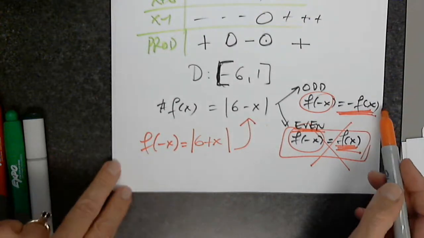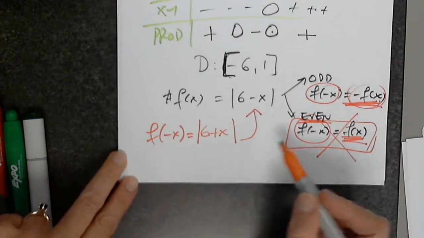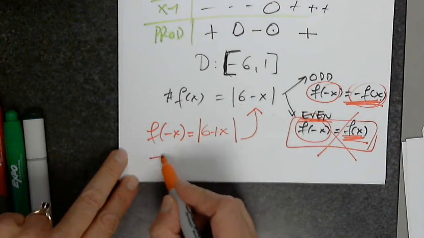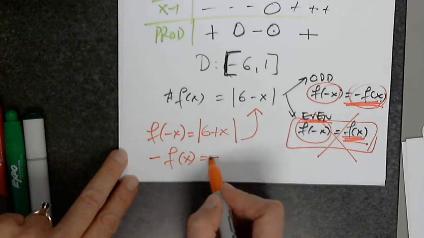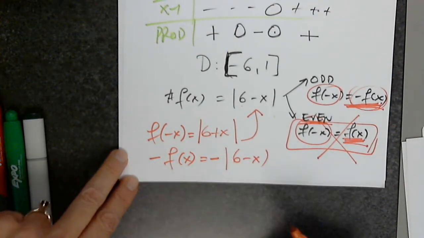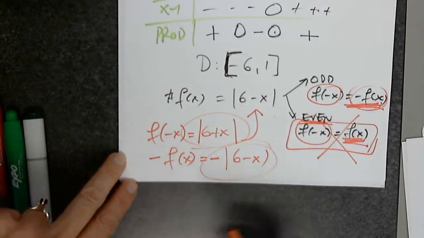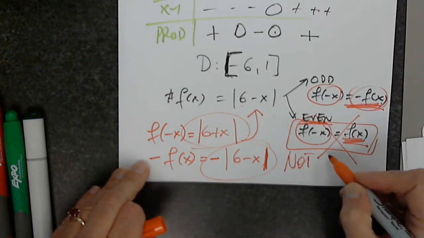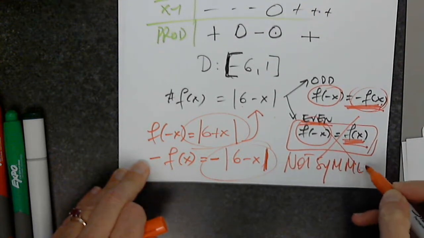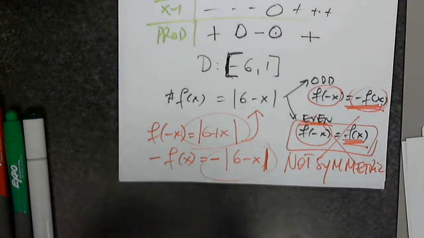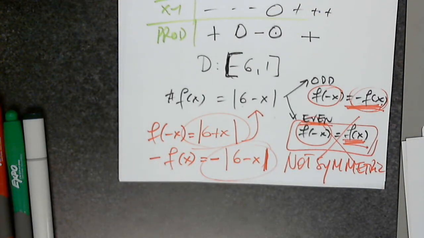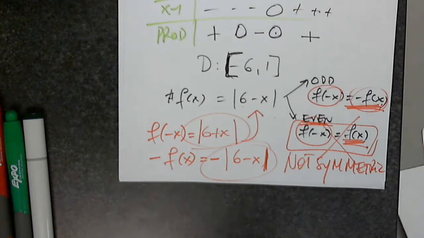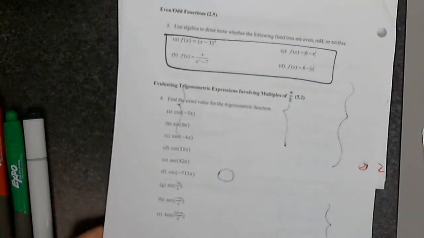Now let's find this one, -f of x. So I multiply both sides by -1. So -f of x will be -6 minus x. Now, are these two the same? No. So what do I conclude about the absolute value of 6 minus x? Of course, not symmetric. It's not odd, it's not even. Okay, this is what we have to do. Can we move on, or we need something else here?